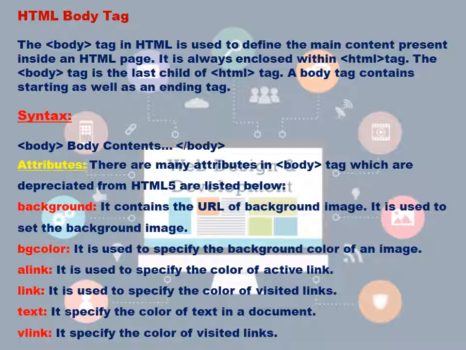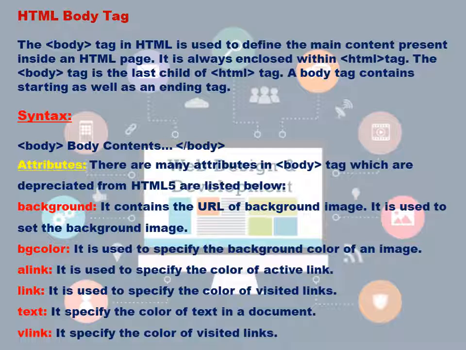Next, text. Whatever text comes between the body tag, for that we can change the color. So if you want to change the color of the text or specify some color, then you can use the text attribute of the body tag. And the next one is vlink. It specifies the color of the visited link. So these are the attributes that we can use with the body tag.